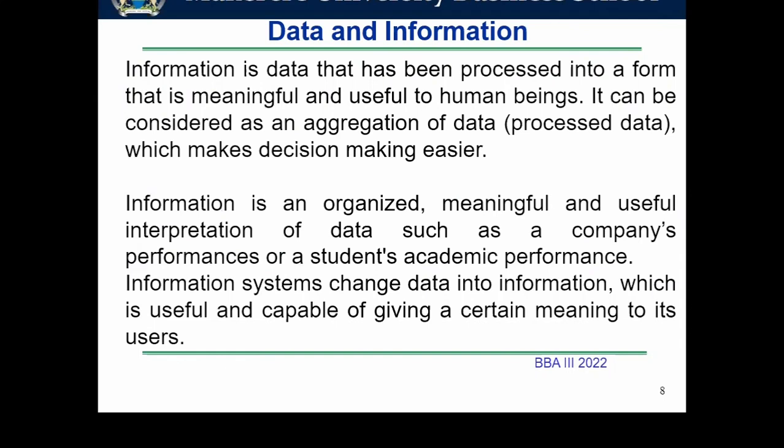Information is data that has been processed into a form that is meaningful and useful to human beings. It can be considered as an aggregation of data. Aggregation is when you bring pieces of data from various sources together. That is when we can talk about information. That means when we bring them together, meaning has been drawn from all of them. We have processed them into what we call patterns and that kind of thing. That is when we say we have information.